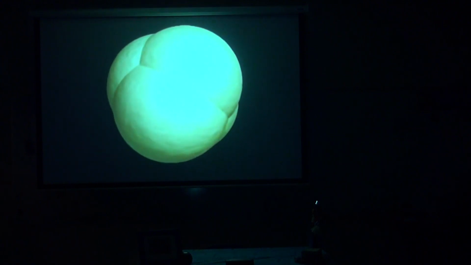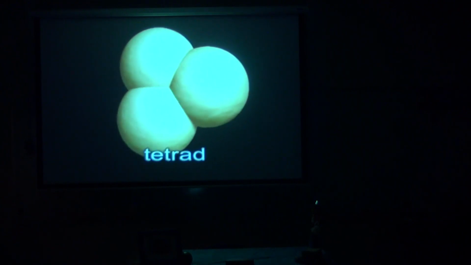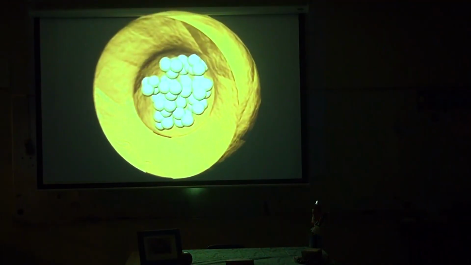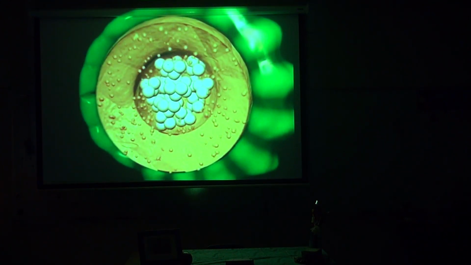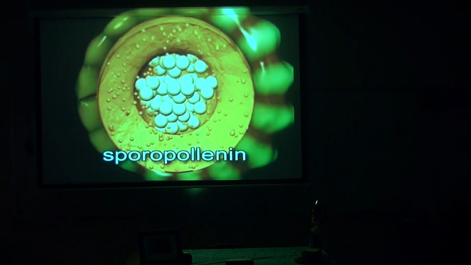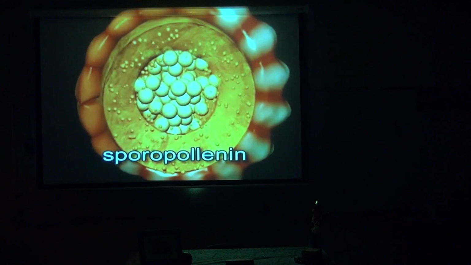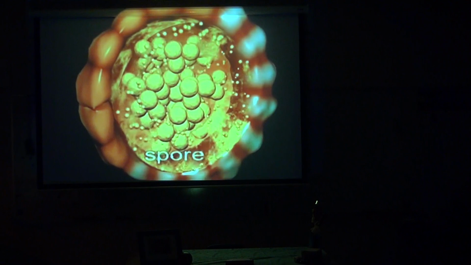The cytoplasm of the sporocyte undergoes cleavage. This results in a cluster of four adhering cells, called a tetrad. The tapetum now begins to break down. Everything breaks into four cells, and each deposits a very tough protective coat of sporopollenin. Surrounded by this thick resistant wall, each cell is now called a spore.